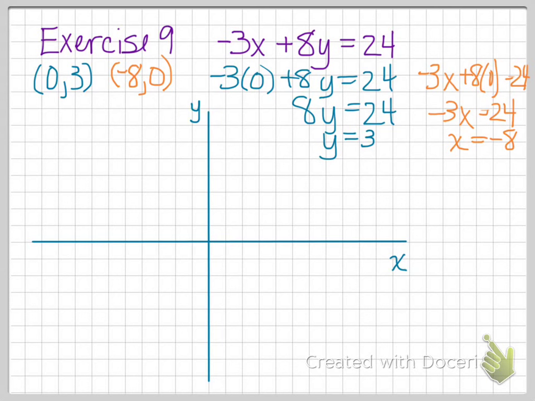So now if I want to plot those 2 points on this graph, the y-intercept is at 0, 3, right there. The x-intercept is at negative 8, right there. And we can draw the line between those 2 points right about there. Okay, so that's exercise 9.